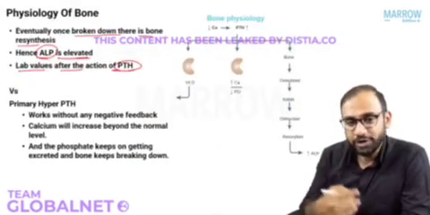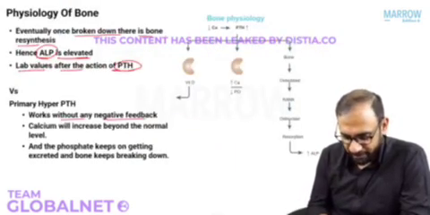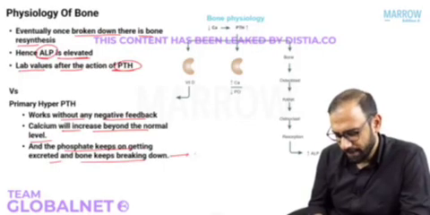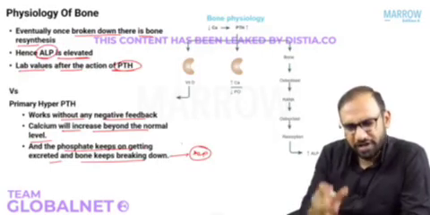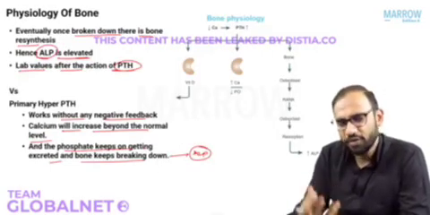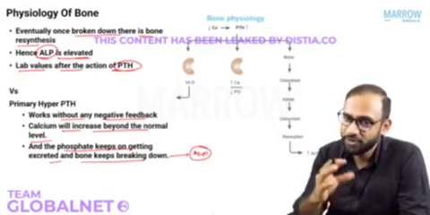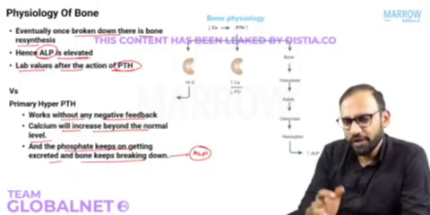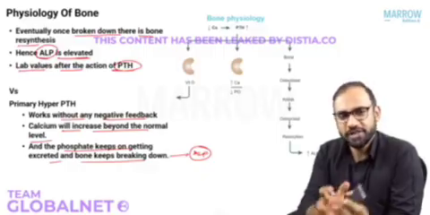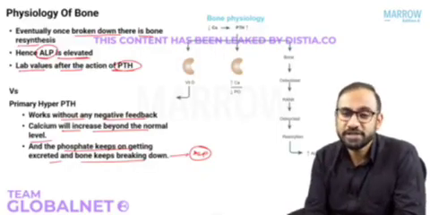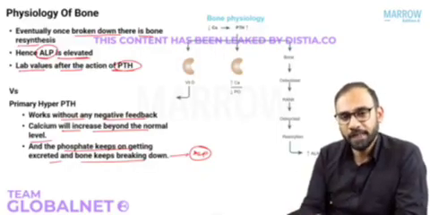Okay? So here I'm again showing you it works without any negative feedback. Calcium will increase beyond the normal level and the phosphate keeps on getting excreted and the bone keeps on breaking down and hence ALP will be elevated. Okay? So this was a general picture of how the bone physiology in terms of calcium works for you. Now, before I go and start dissecting each condition, I want to give you a general idea to understand what these metabolic bone diseases present to you with clinically.